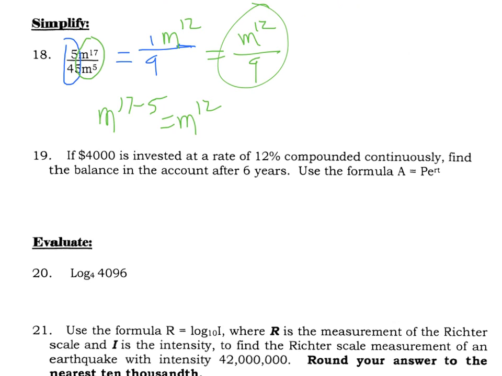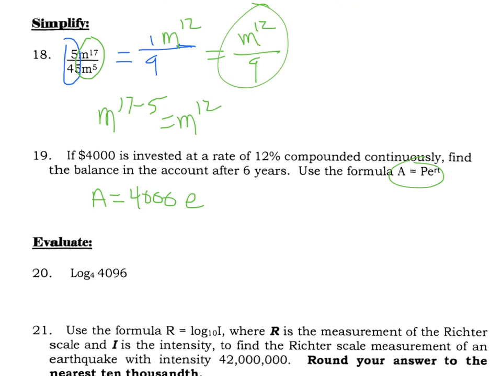Okay, number 19, $4,000 invested at 12% compounded continuously. Find the balance after 6 years. Well, again, we have the interest formula here. That's kind of handy. I want to know how much money I'll have. My principal, P, is $4,000. That's what I started with.